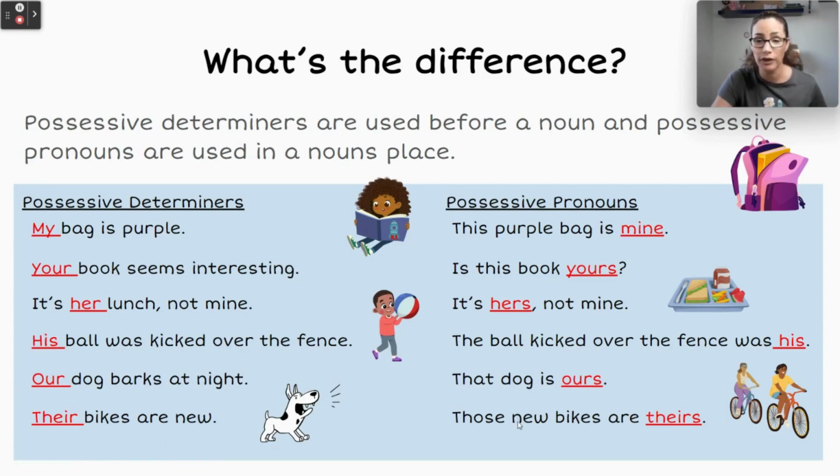With the possessive pronoun, I could say, those new bikes are theirs. Those new bikes are theirs. Okay? So just look at the difference, okay?